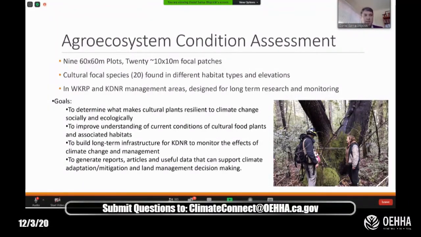And so we're conducting baseline vegetation surveys to look at the current distribution, abundance, diversity, and the cultural use quality of focal species. And basically we're trying to put in place monitoring protocols and set up these plots as kind of living laboratories that the tribe can use to both study the response to some of these forest management treatments and also look at the long-term climate impacts to cultural species.